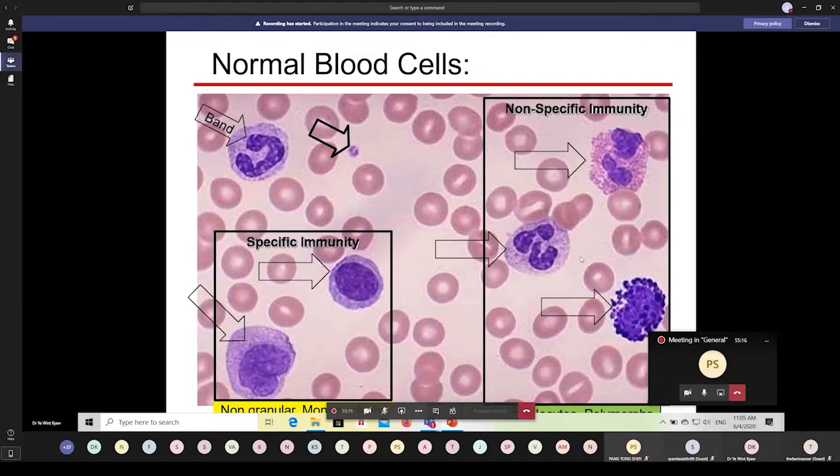Granular: basophil, neutrophil, eosinophil. This is monocyte. I teach you this kidney shape. The nucleus you can see is kidney shaped, and it has more cytoplasm. Lymphocyte: the nucleus is round, and usually the cellular size is quite small. This is platelet. Granular.